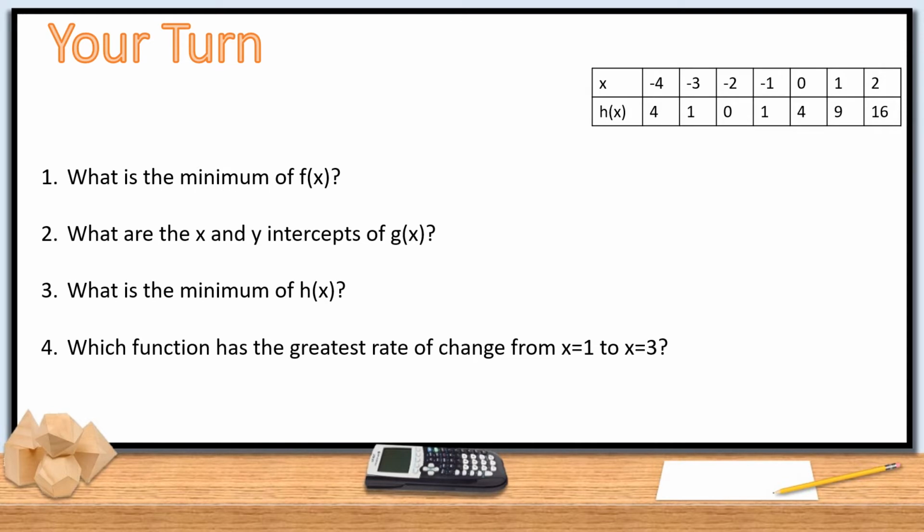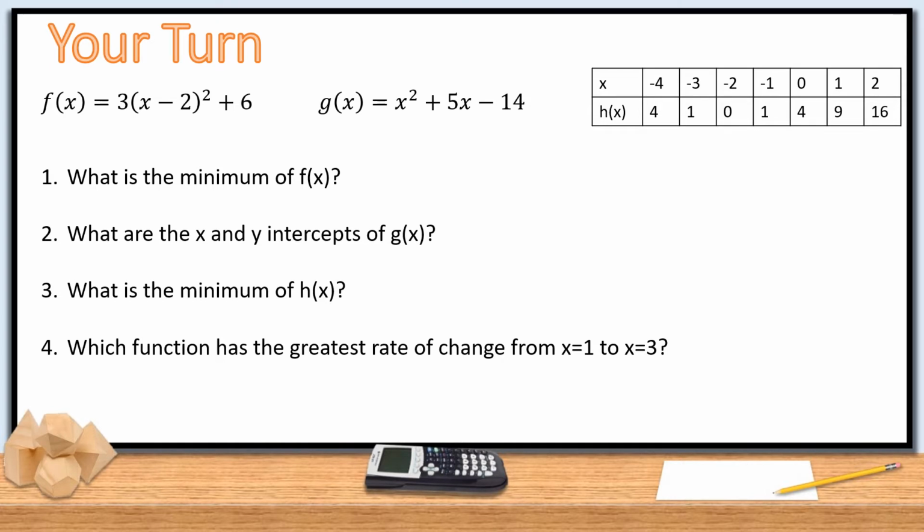All right, so I got a bunch of different functions here for you. F, G, and h of x, all in different forms. And you're going to have to answer questions based on those. So pause the video and try and answer the first 4 questions. Minimum, x and y intercepts, minimum of h of x, and then which function has the greatest rate of change from 1 to 3. Pause the video, off you go.